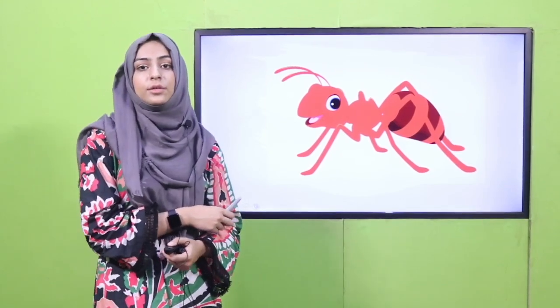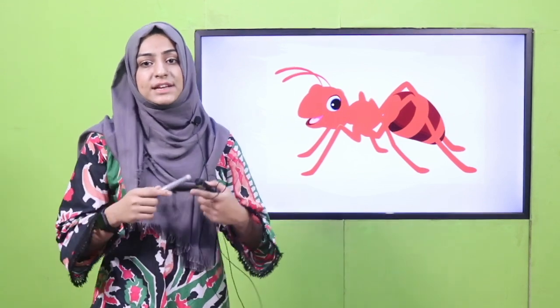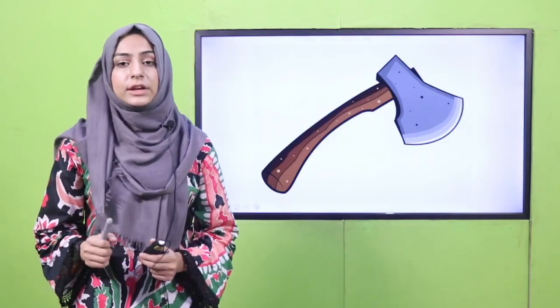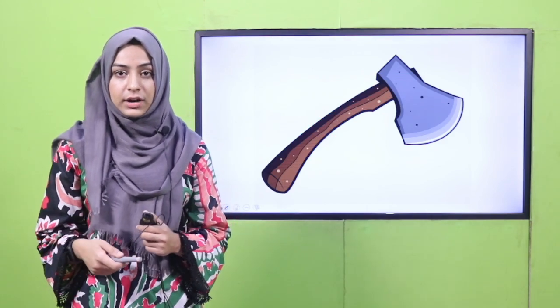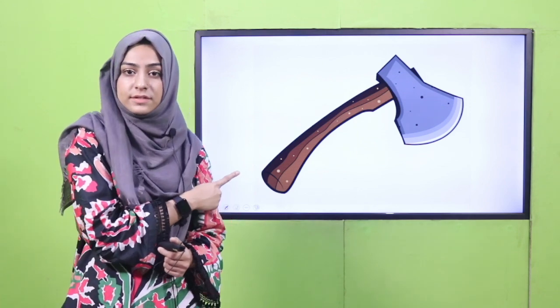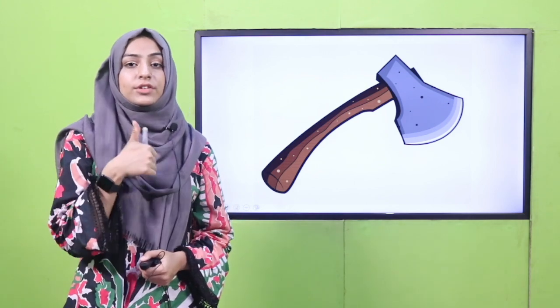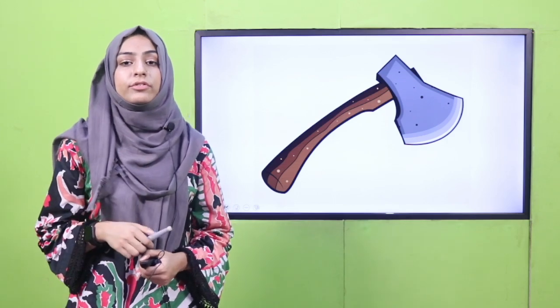Next, on the screen we have another picture. If you have found the picture of an ant, then raise your hand, show it to your teacher and clap for yourself. Next, this object. Look at this picture very carefully. Find it out from your card. If yes, then again give yourself a thumbs up because you have found the correct card.